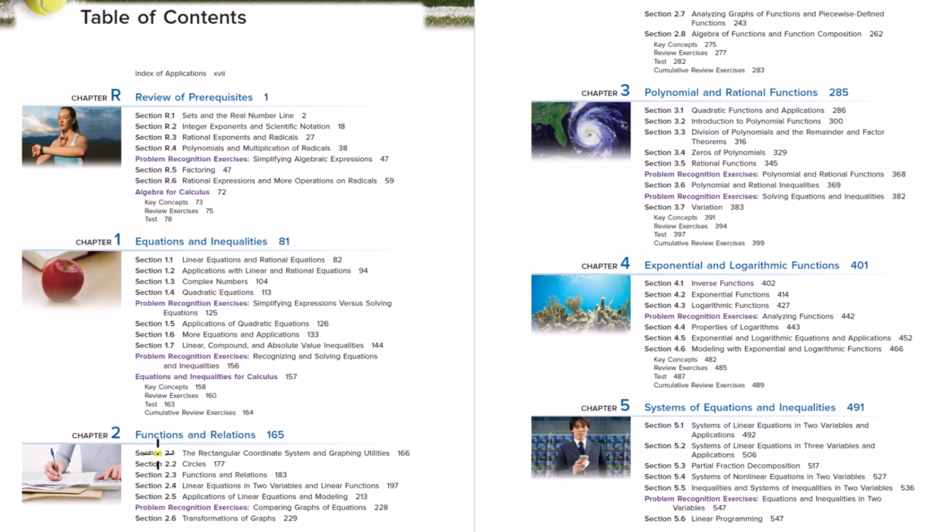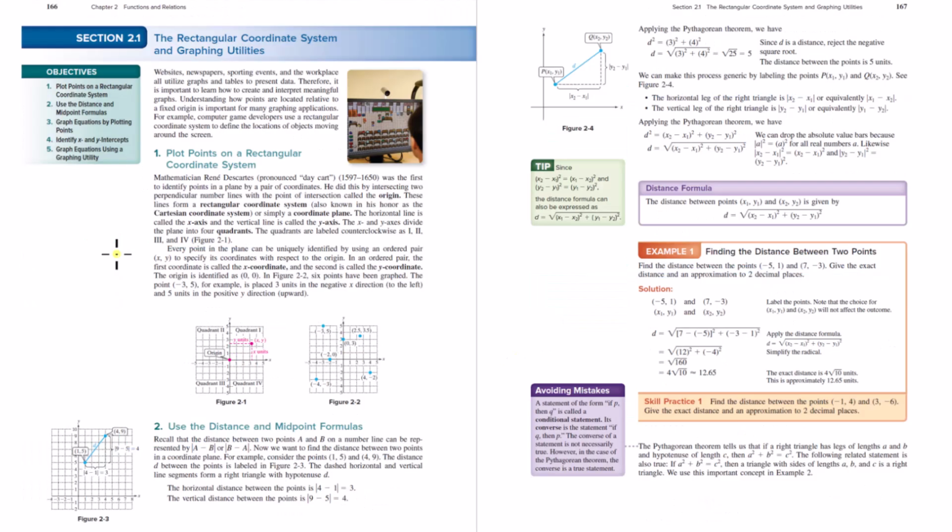Well, okay, let's take a look at section 2.1. Okay, so, well, first of all, what exactly is a graph? The definition of a graph is that it's a diagram that shows the relationship between variable quantities. Okay, and it does this using a coordinate system.